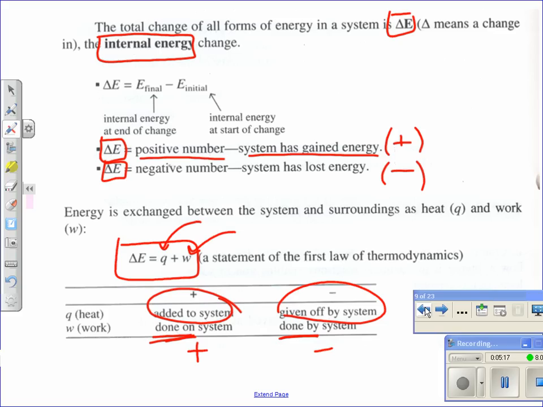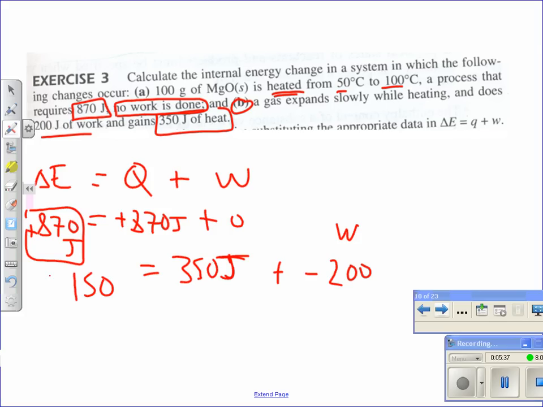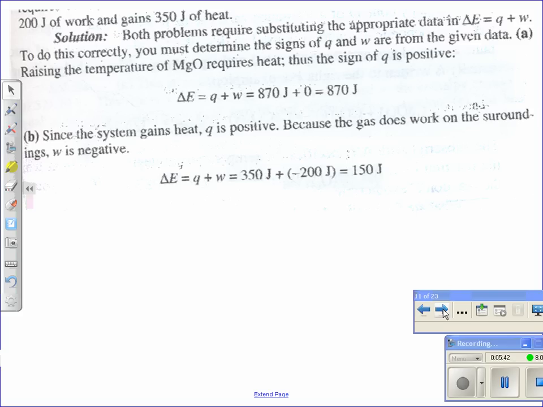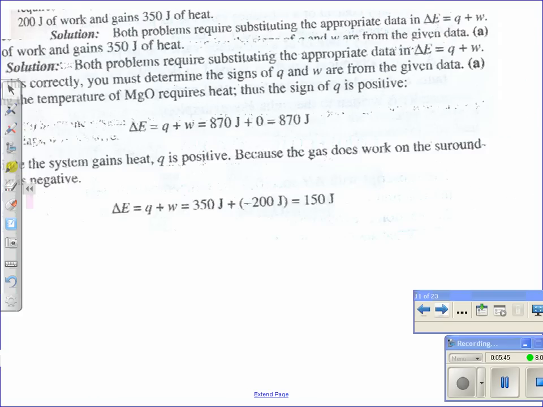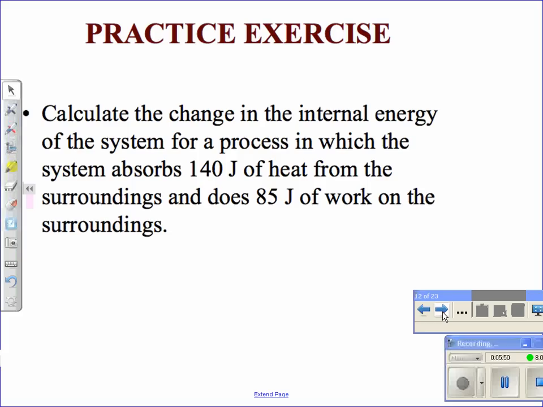B, gas expands slowly while heating and does 200 joules of work. If you go back, if work is done by the system, it is a negative sign. So I'm going to say negative 200 for my W, or work, plus it gains 350 joules of heat. So 350 joules of heat is gained. So when I add the two together, I get an overall adjustment, or account balance, goes up by positive 150, bringing me a delta E of 150 joules.